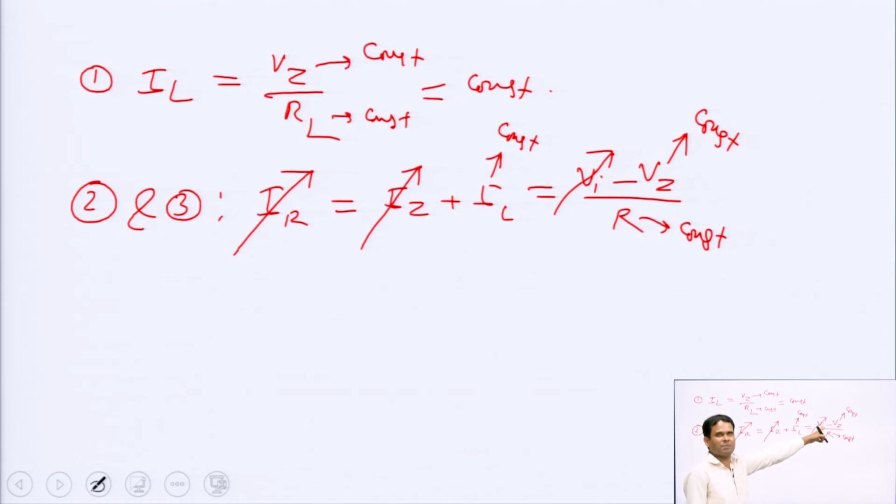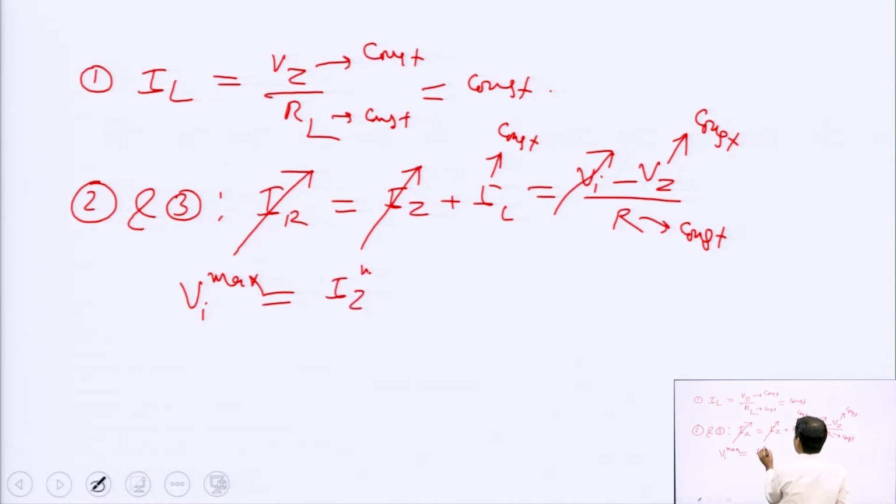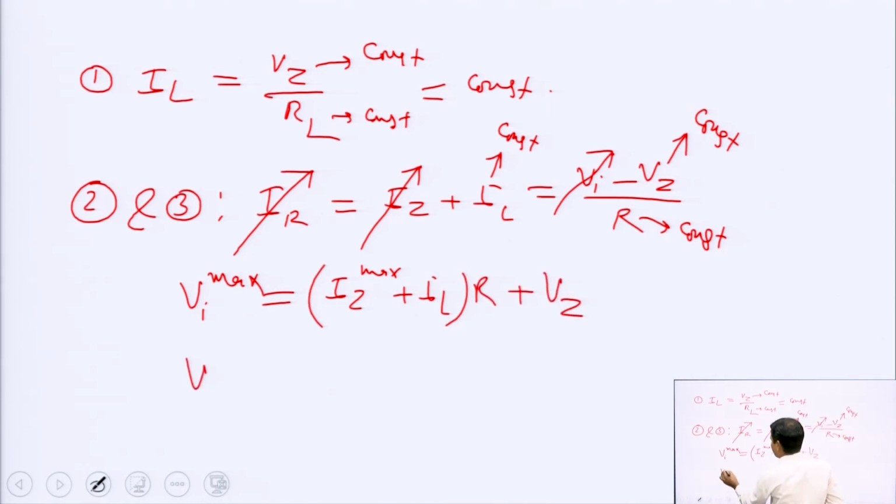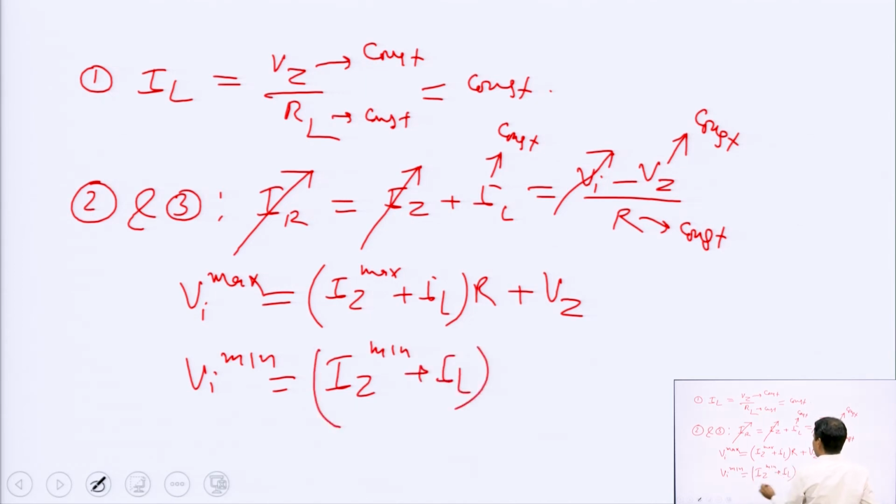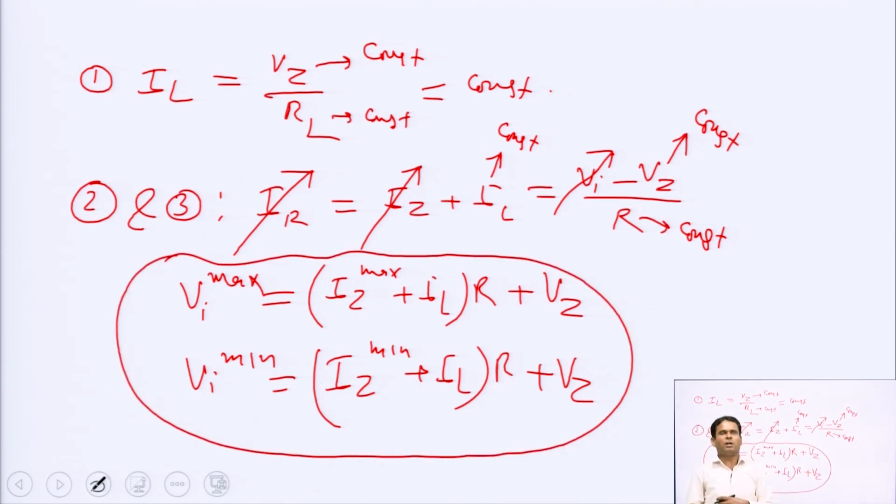Then what will be the value of maximum input voltage and minimum input voltage? From this equation we can write the two values. V input max is equal to Iz max plus IL into R plus Vz, and in the same way V input minimum is equal to Iz minimum plus IL into R plus Vz. In some numericals only Iz maximum is given and Iz minimum is not given, then what will we do? Obviously, we will take the minimum Zener current equal to 0, otherwise it should be given in the numerical. Okay, guys? So, these are the two values of the input for the regulation circuit.